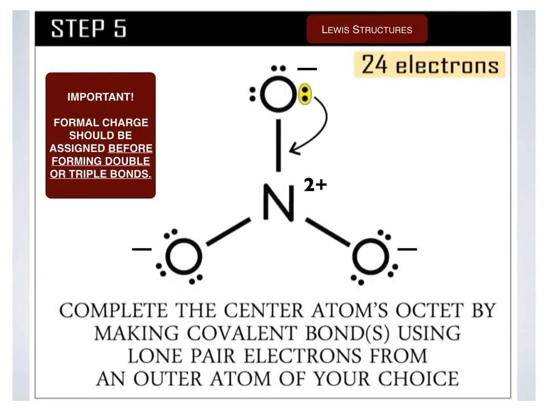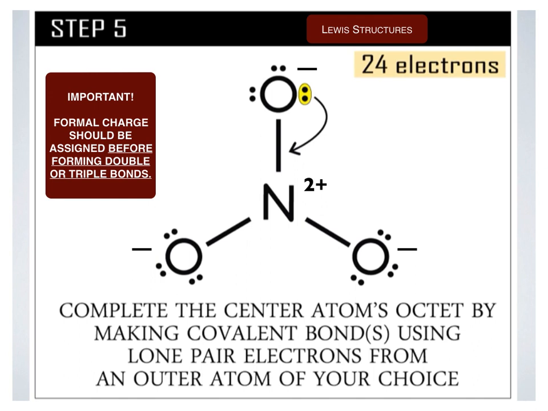Step 5. Now, unfortunately, this slide mixes 2 steps together. The very next step should clearly be to assign formal charge. Now, formal charge is a way to keep track of electron density around the atoms that you have drawn. Here, we need to distinguish between completion versus contribution.